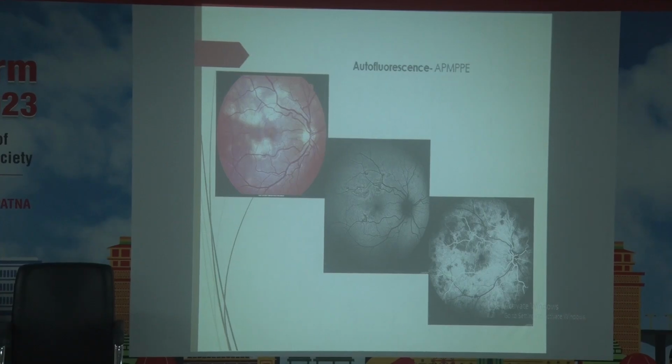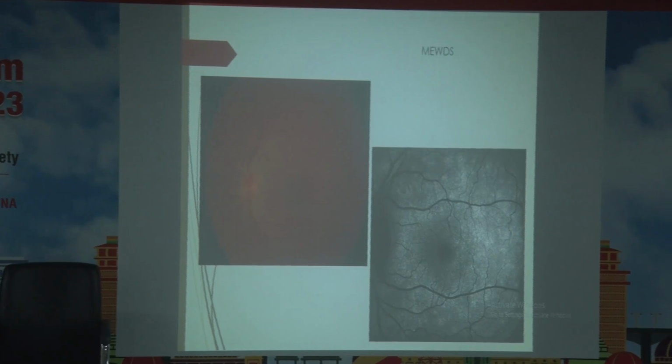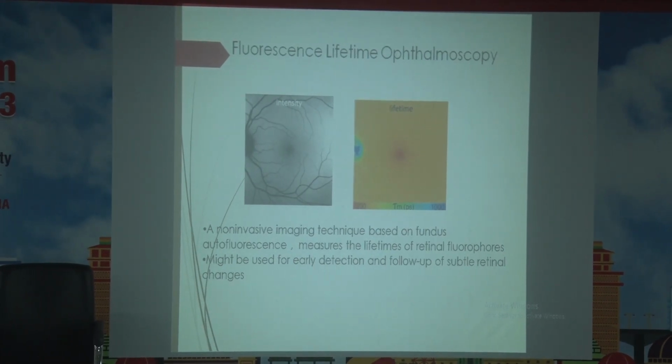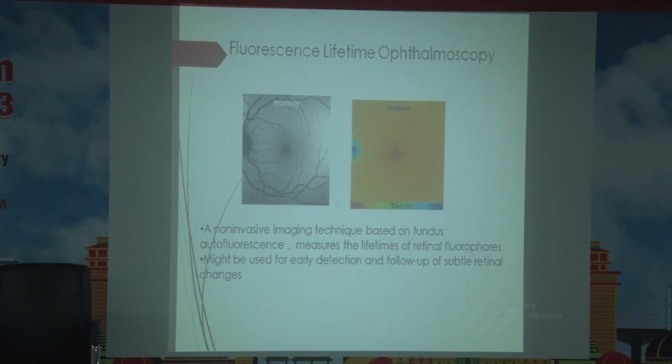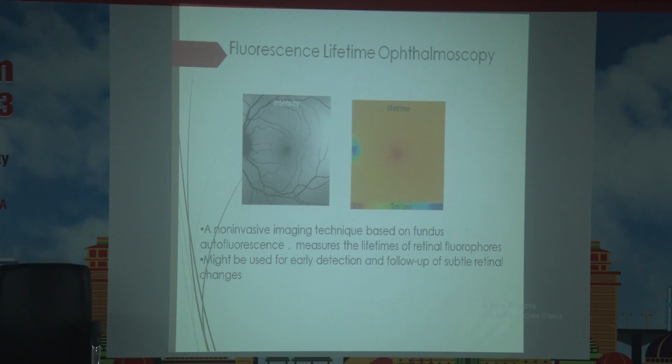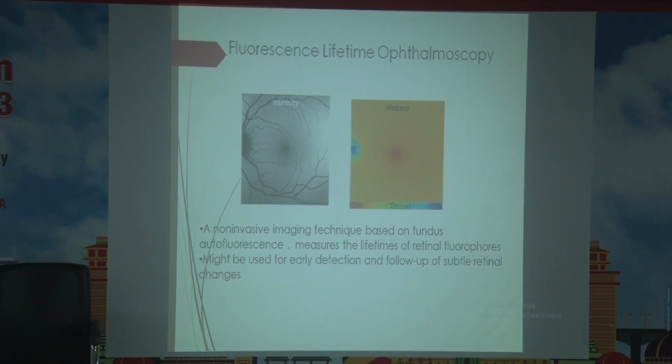Autofluorescence is popularly used particularly for uveitic conditions. It is very helpful to detect. Another autofluorescence-based imaging is fluorescence lifetime ophthalmoscopy, which is evolving in the recent past. It is a non-invasive imaging technique based on fundus autofluorescence. It measures the lifetimes of the retinal fluorophores, and it may be used for early detection and follow-up of subtle retinal changes. It uses fluorophore lifetimes of 200 to 1,000 picoseconds, and this shows the highest of this lifetime, whereas the fovea shows the least.